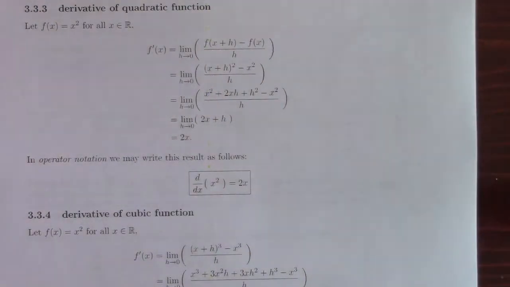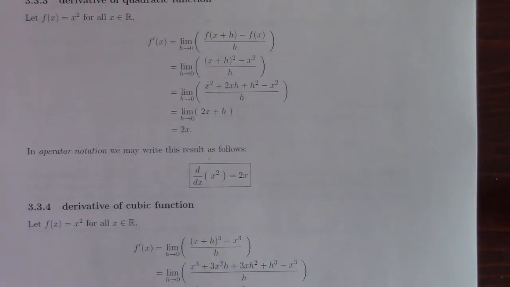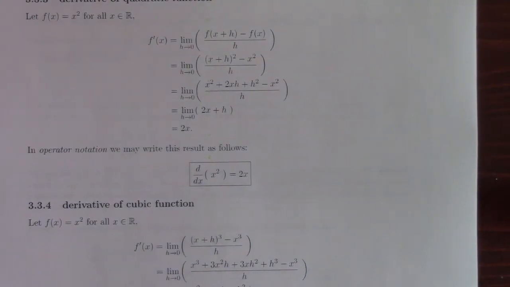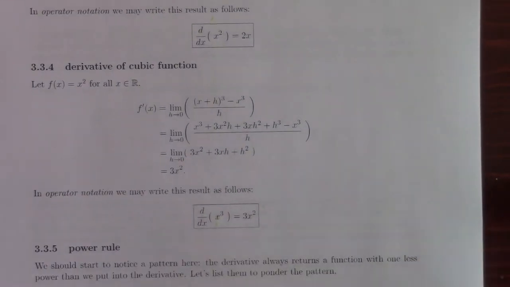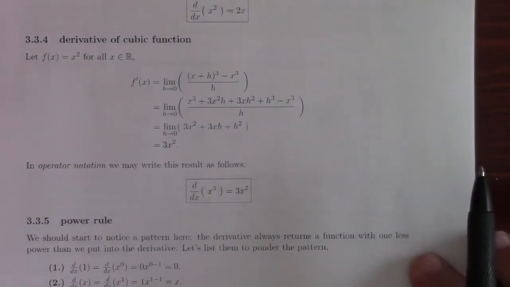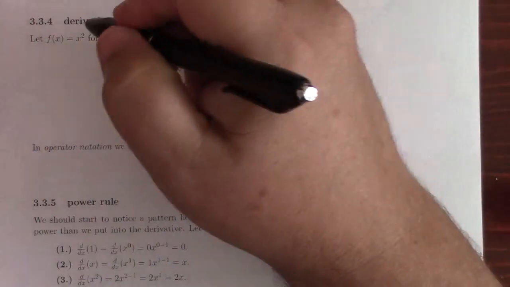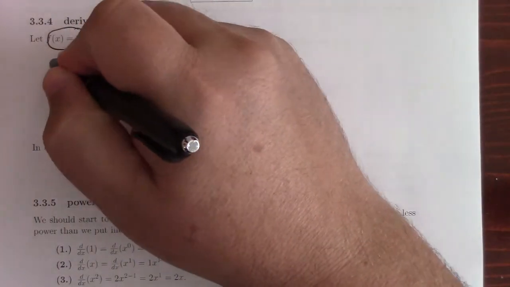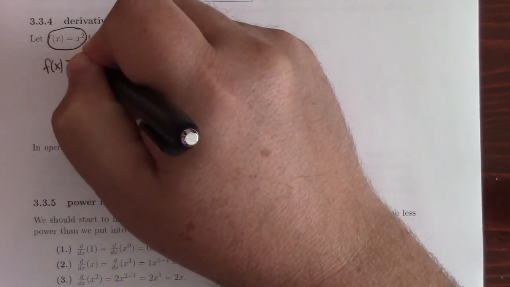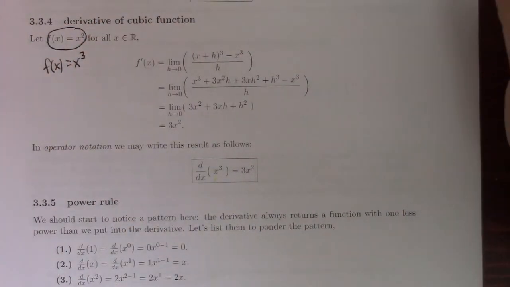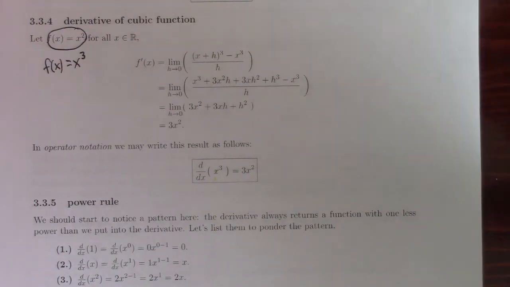And next, the cubic function. Oh no, I see a typo here. Oh, goodness gracious, folks. Look at this, f of x equals x cubed. Come on, man.